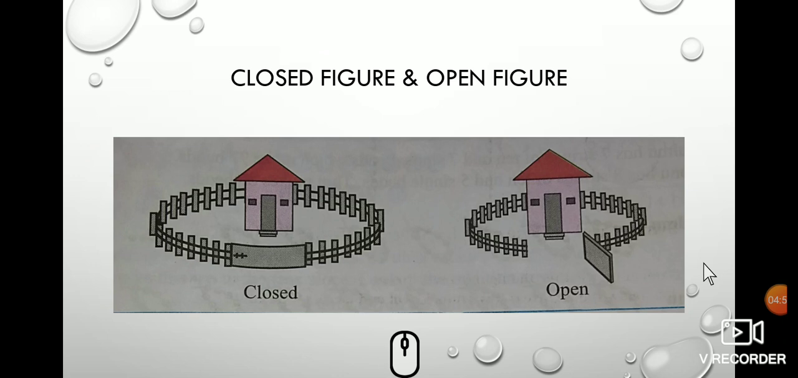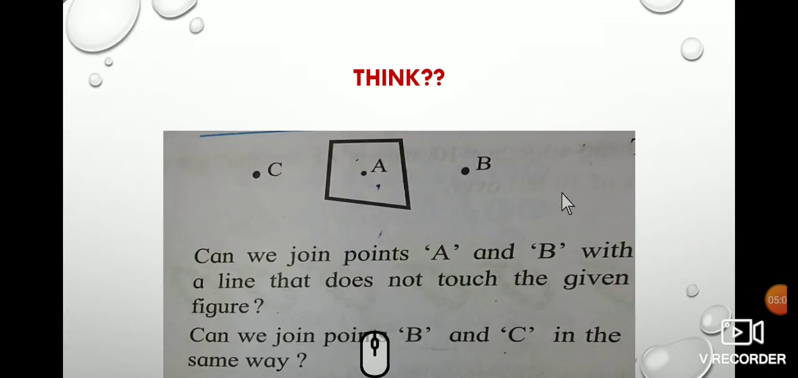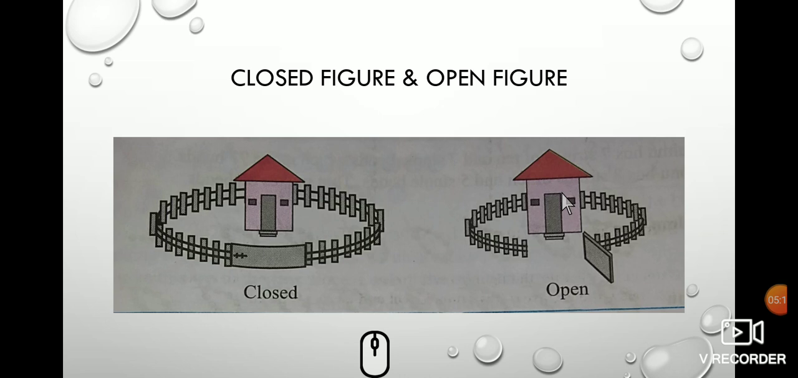Let's come to the next part of the chapter, closed figure and open figure. What difference can you see, children? In the closed figure, there is a house. In the second figure, the open figure, there is also a house. But in the closed figure, the fencing is closed. There you can see a complete circle, whereas in the open figure, the circle is incomplete. There is some space still left to be completed. So this is an open figure.